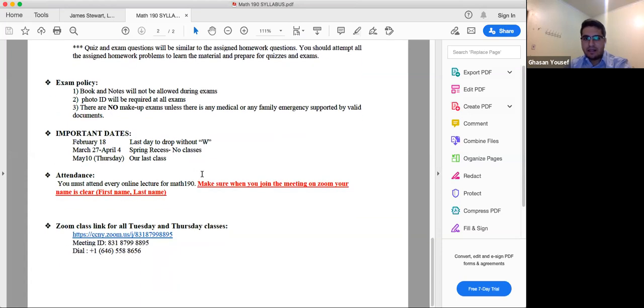Cheating means cheating is not allowed. Third, there are no makeup exams unless there is a medical or family emergency supported by valid documents. No makeup exam unless this condition. So if you miss your first exam, you will not get any makeup. If you miss your second exam, you will not get any makeup. You will get zero in the exam. So be sure you're taking the exam.